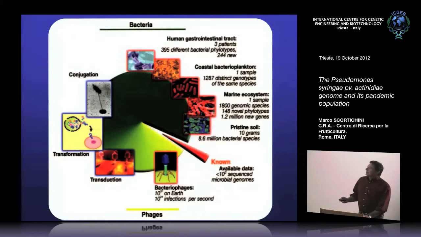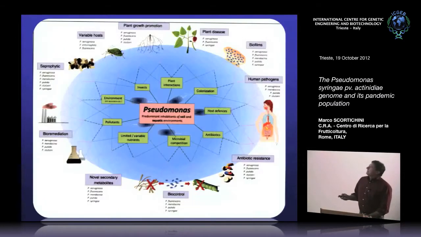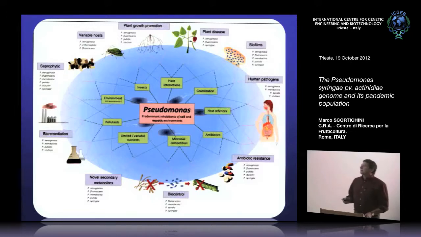This part highlights horizontal gene transfer, a phenomenon that is currently very important for understanding how bacteria colonize the world. Pseudomonas is a very versatile bacterial genus that colonizes different environments, from insect to plant interaction, host defenses, antibiotics production, and is involved in microbial competition as a biocontrol agent. It produces secondary metabolites. So according to your perspective, you find Pseudomonas involved in different environments.